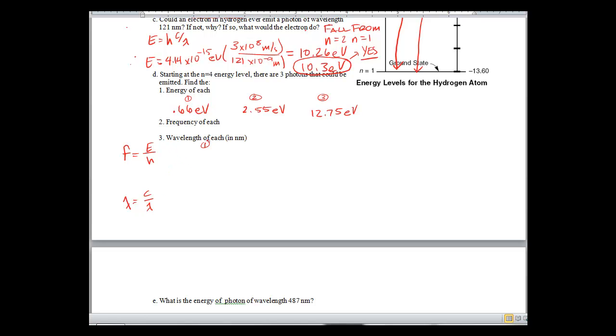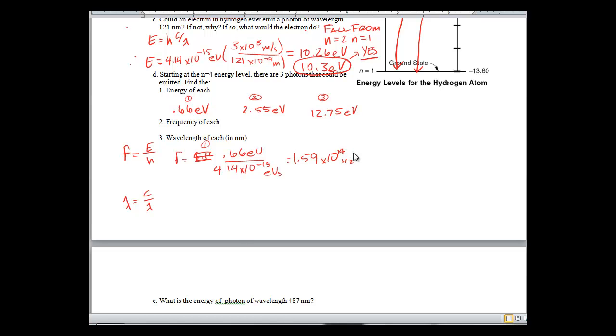So for the first one, that frequency is 0.66 electron volts divided by 4.14 times 10 to the negative 15th electron volt seconds. So for the first one, the frequency comes out to be 1.59 times 10 to the 14th hertz.